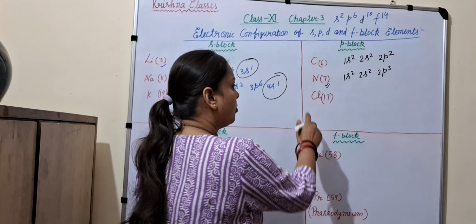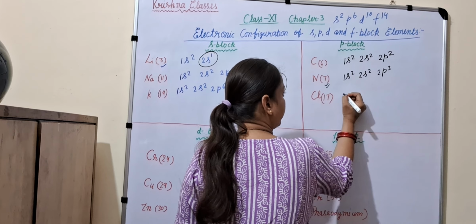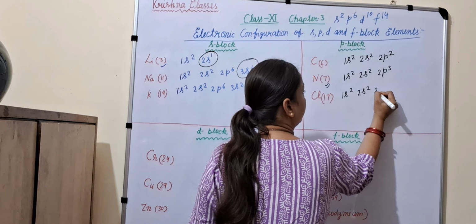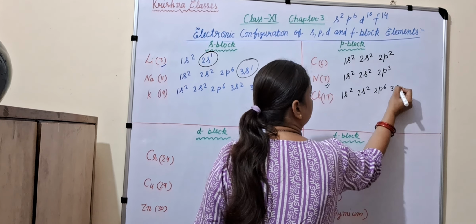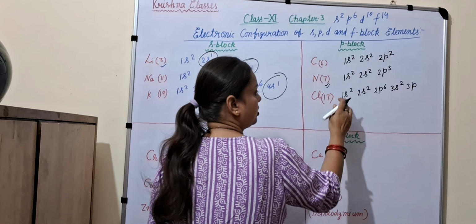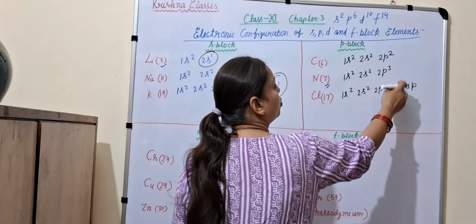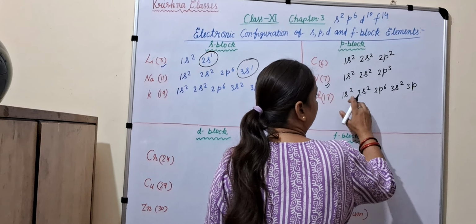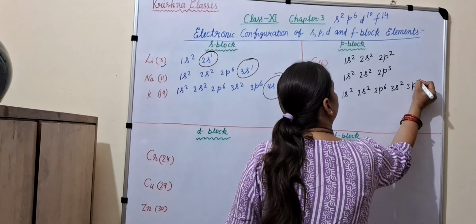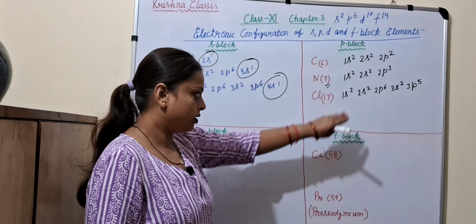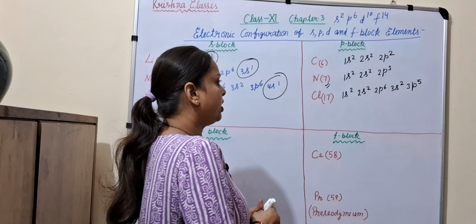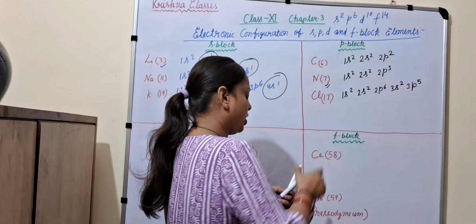Correct. Now come to chlorine. Let's start the electronic configuration. 1s2, 2s2, 2p6, 3s2, 3p5. Check: 2, 2, 4, 6, 10, 2, 12, and 5 makes 17. So this is the correct electronic configuration of carbon, nitrogen and chlorine.